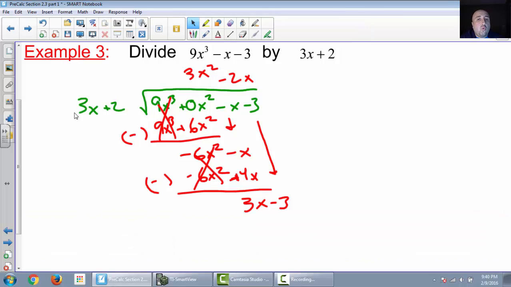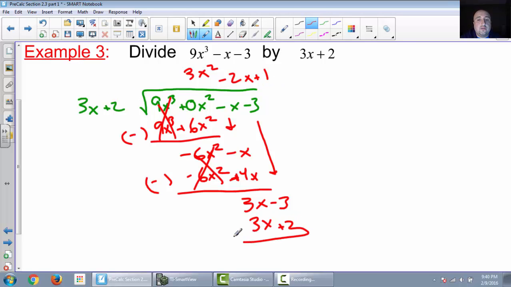All right, so what do I multiply 3x by to get 3x? Well, that's just positive 1. Multiply. 1 times 3x is 3x. 1 times 2 is 2. Subtract. 3x take away 3x goes away. Negative 3 minus 2 is negative 5. So now notice there's nothing else to bring down, so this is our remainder.